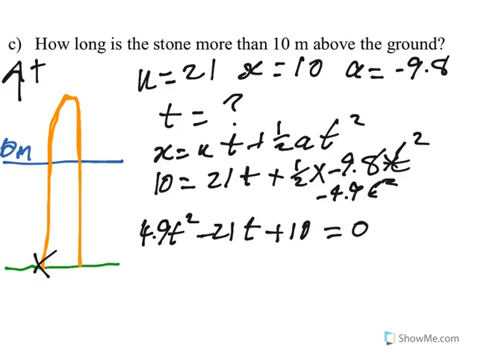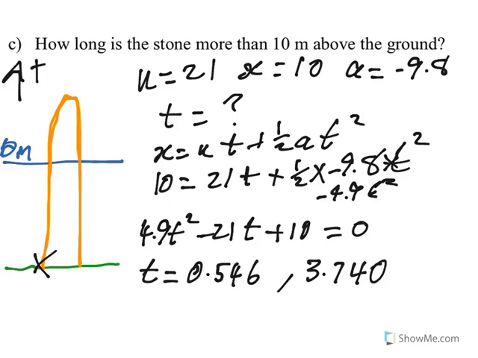So this question you actually would not be expected to be able to do because you need to use the quadratic formula or CAS, and that's really beyond what we're doing. But anyway, if you use solve on your CAS calculators, what you find is that there's a time t equals 0.546 and another time of 3.740.